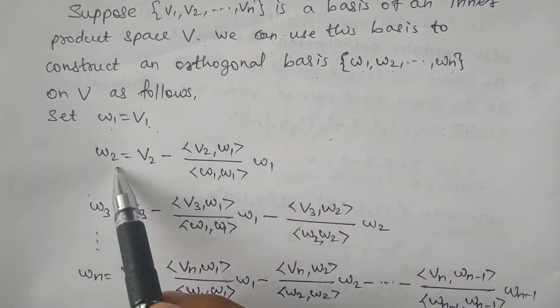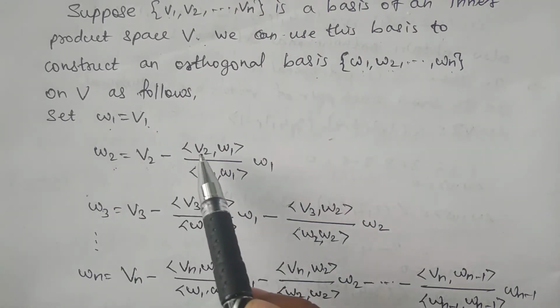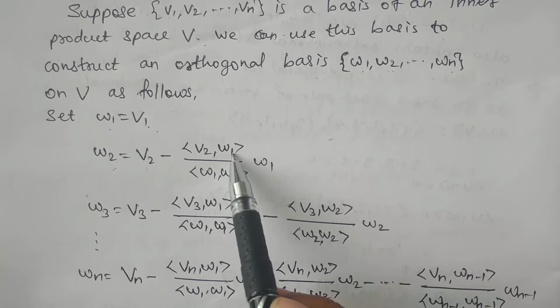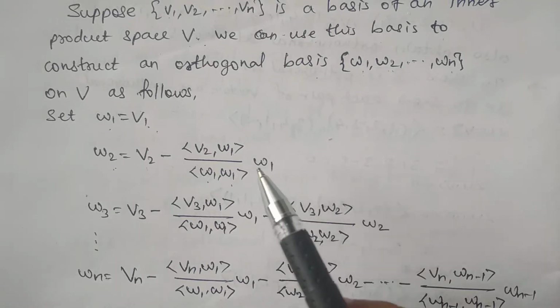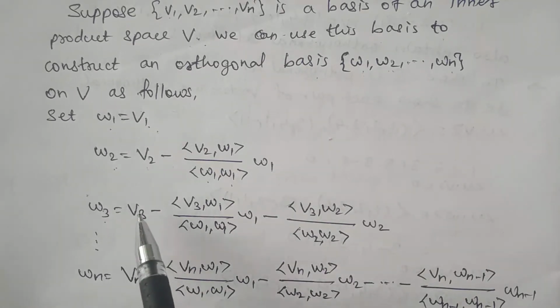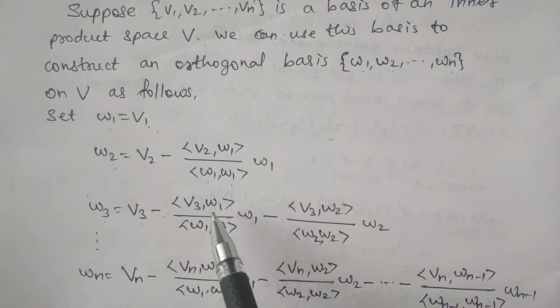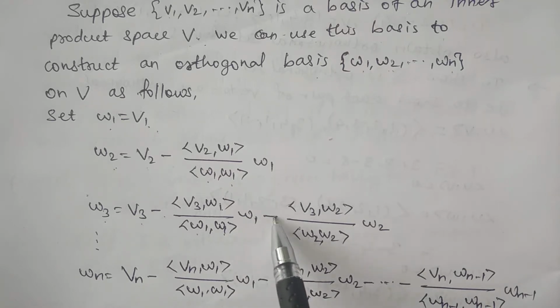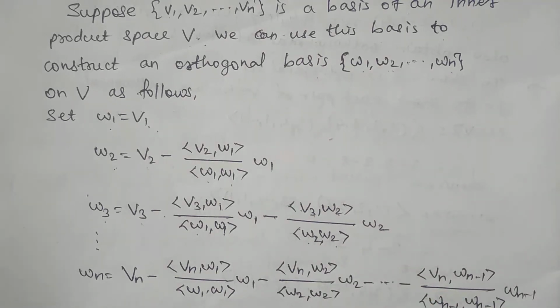Then calculate w2 by using the formula w2 equals v2 minus the inner product of v2 comma w1 upon the inner product of w1 comma w1, into w1. Calculate w3 by using the formula v3 minus the inner product of v3 and w1 upon the inner product of w1 and w1 into w1, minus the inner product of v3 and w2 upon the inner product of w2 comma w2 into w2.